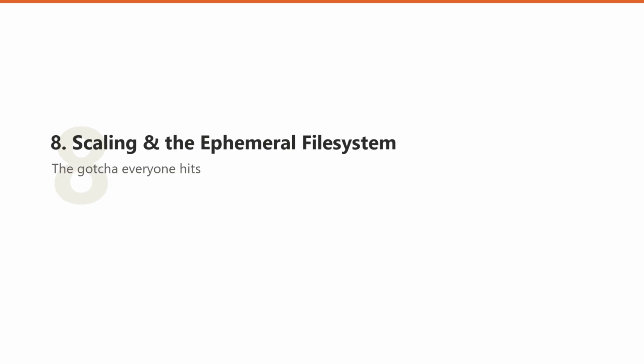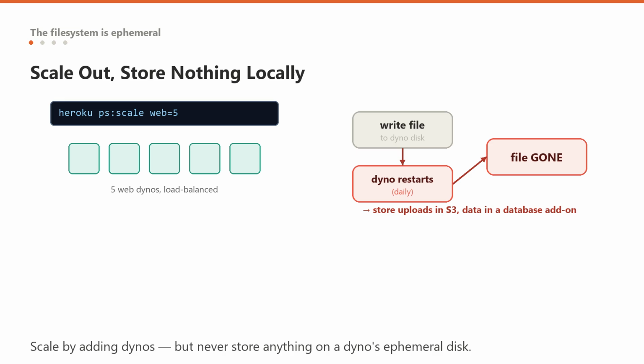Concept 8. Scaling, and the gotcha that trips everyone up. Scaling on Heroku is easy. To scale horizontally, you run one command to set the number of dynos, say 5 web dynos, and Heroku load balances across them. To scale vertically, you switch to a larger dyno type with more memory and CPU.